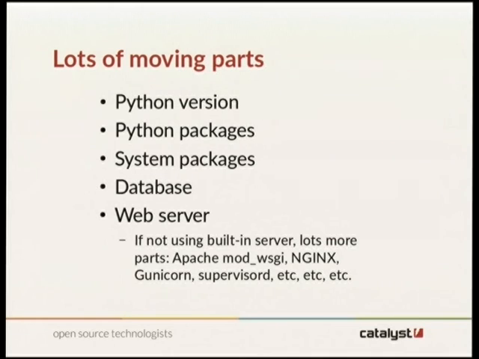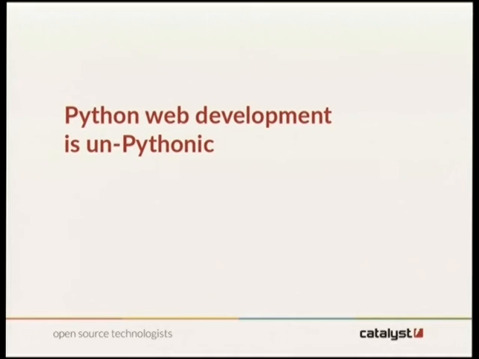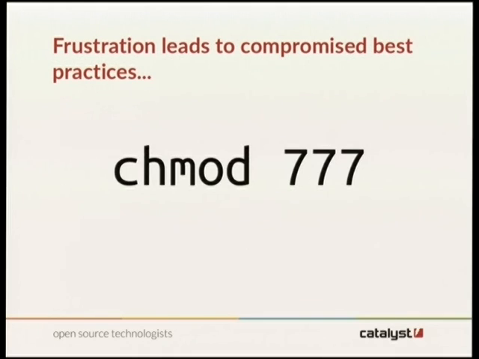And then do you have Celery workers? And oh my goodness. And versioning, do the versions all talk to each other? And what if I want to use Python 3? And so it goes. So there can be some severely delayed gratification in the learning process. I'd like to really emphasize this point that Python web development is unPythonic. Python web development is unPythonic.